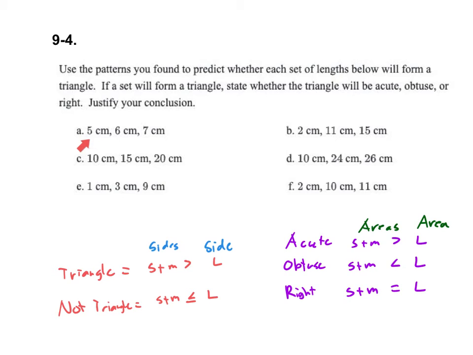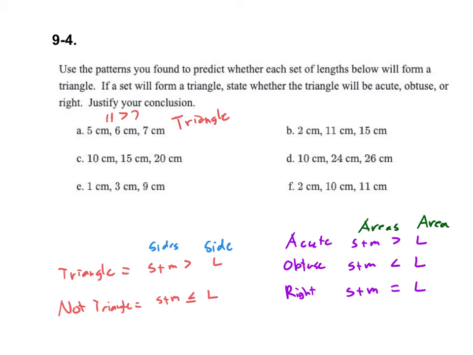So I'm first going to decide if it's a triangle or not. This one looks like a triangle because my two small sides, 5 plus 6, is 11. And 11 is greater than 7. So I do know this is a triangle. It does work. Now I just need to decide, is it acute, obtuse, or right?